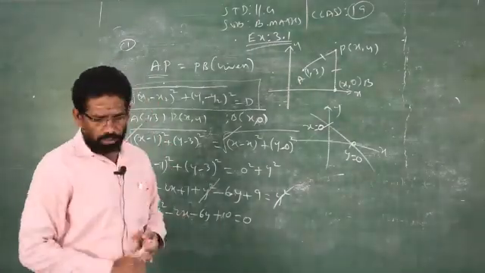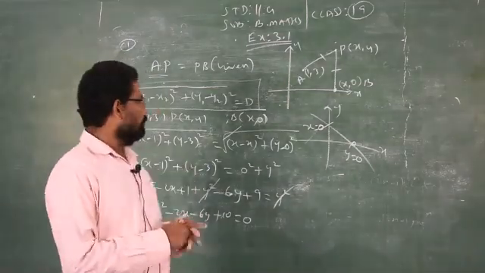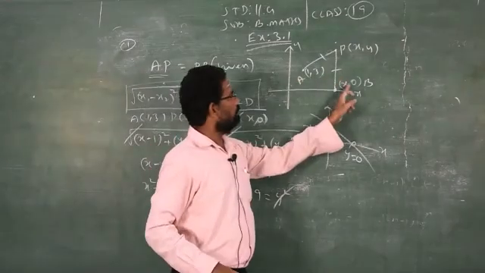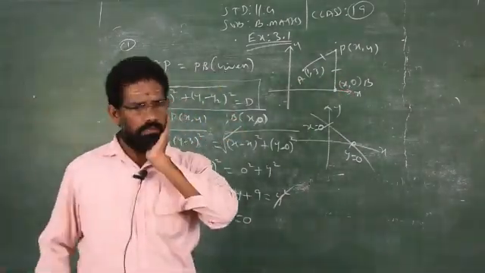Now you understand? The remaining problems you will see in the next class. You have to remember the concept: equidistance means AP is equal to PB. Based on this concept, we have a few more problems that we will see in the next class.